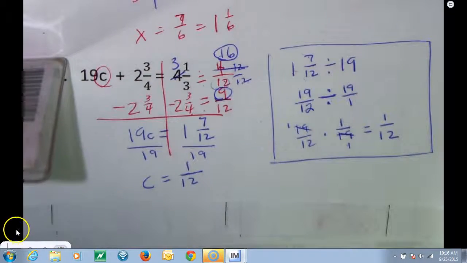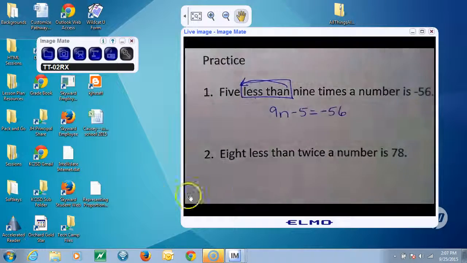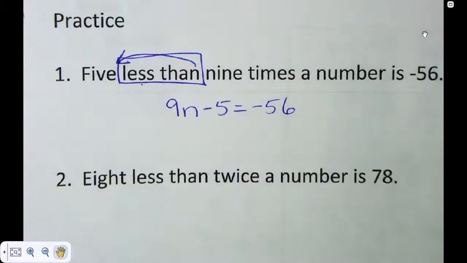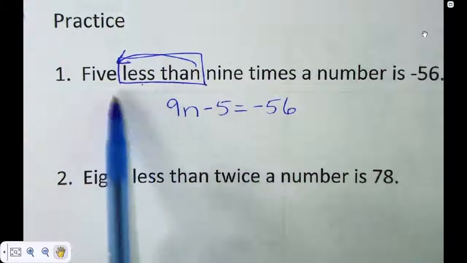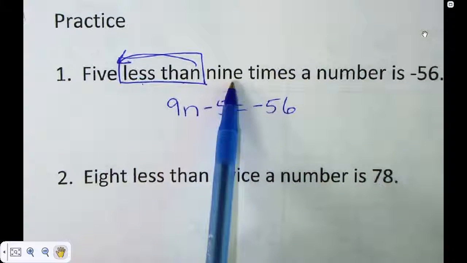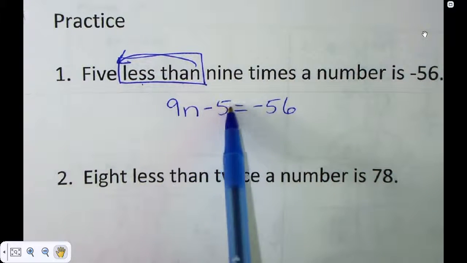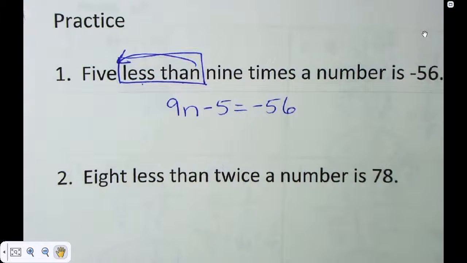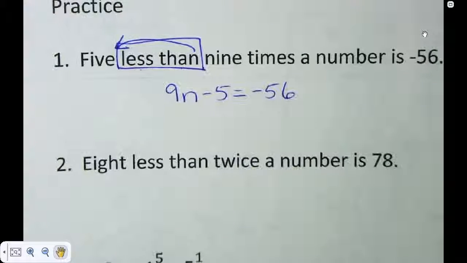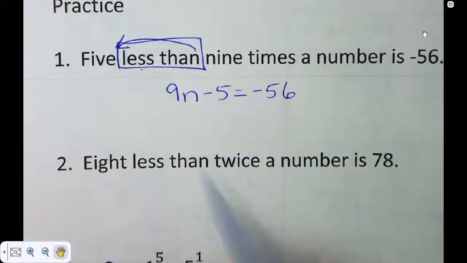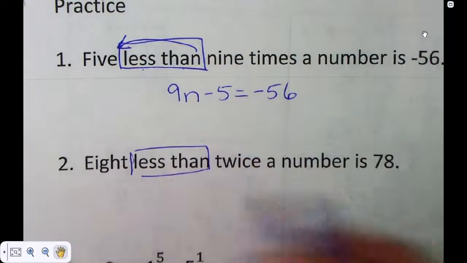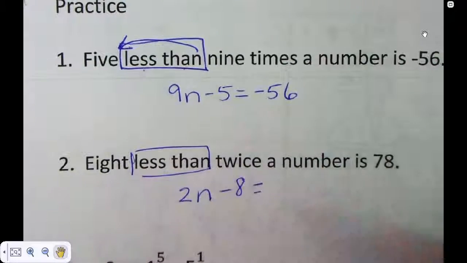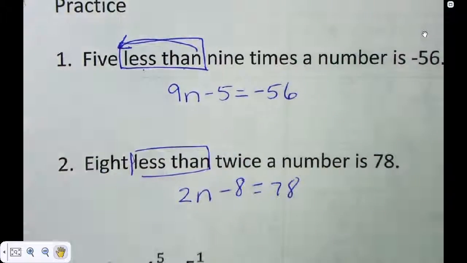Okay, let me make it bigger. On the practice sheet, guys, you have 5 less than 9. When it says less than, you have to make sure it's minus 5. It's just backwards. So on number 2, 8 less than, what's that going to be? 2n minus 8 equals 78. Good job.